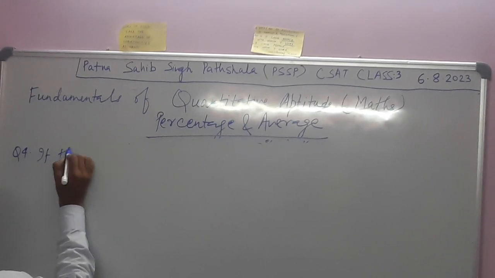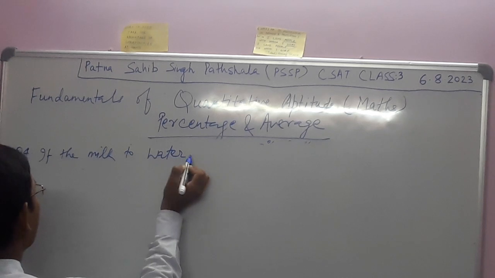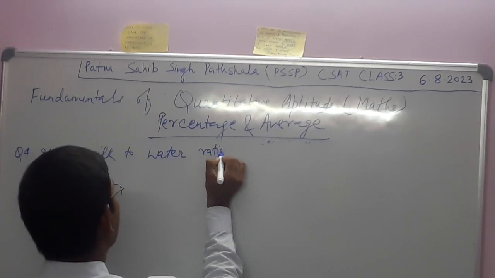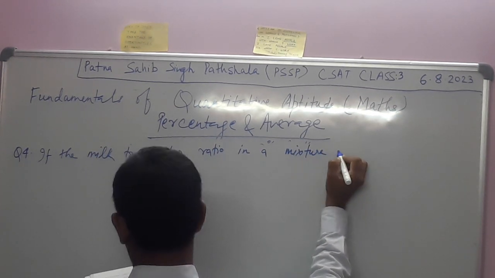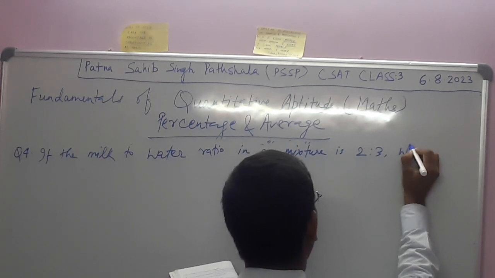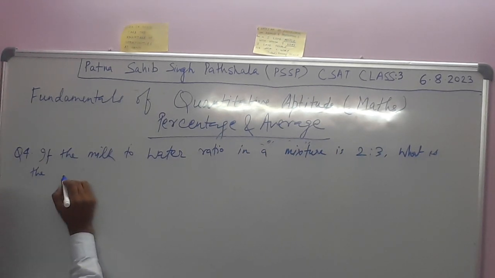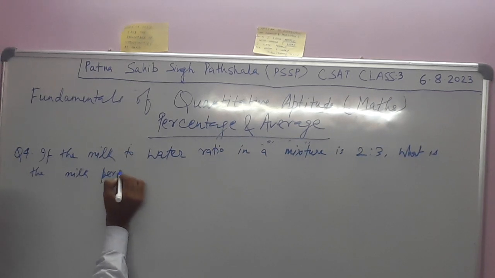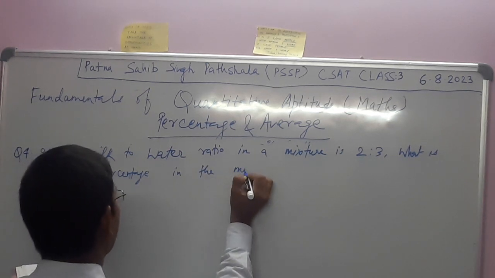Question number 4. If the milk to water ratio in a mixture is 2:3, what is the milk percentage in the mixture?